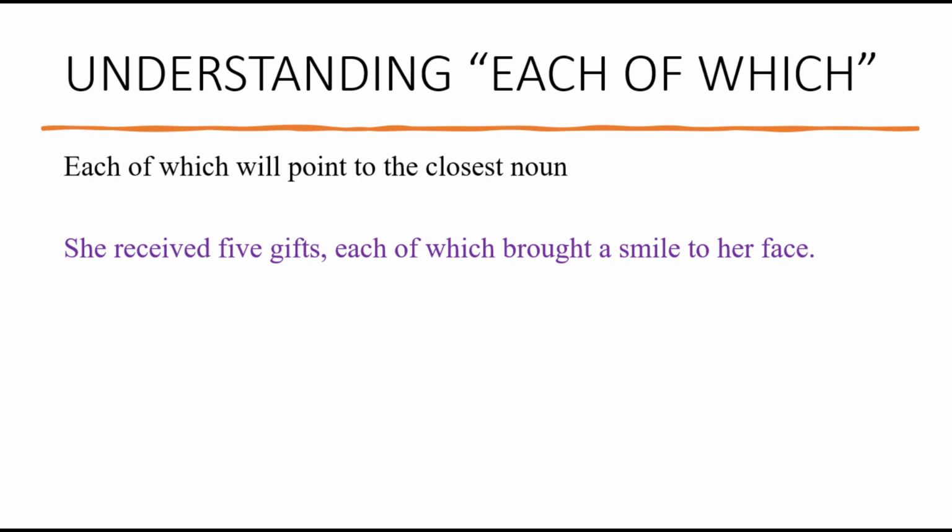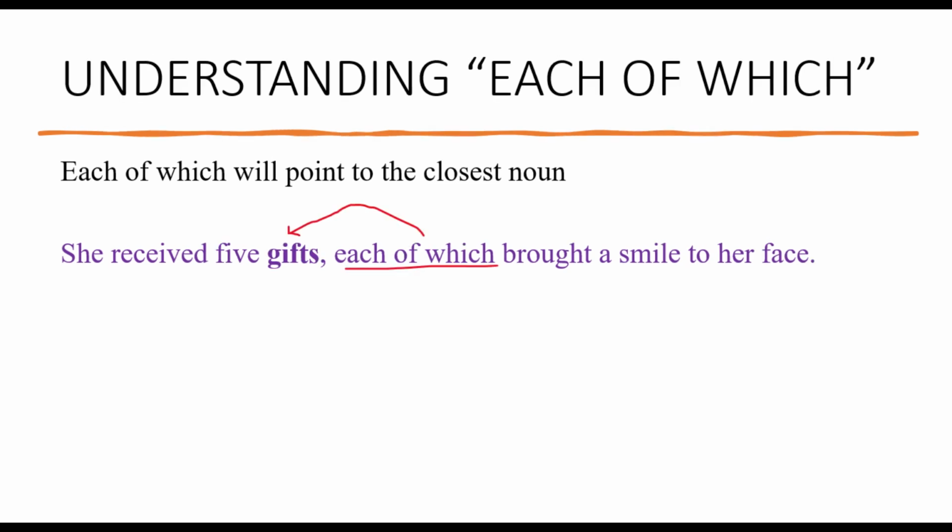Remember, each of which acts as a pointer to the nearest noun. Let's see how this works with the help of an example. She received 5 gifts, each of which brought a smile to her face. Here each is pointing to the nearest noun gifts. Each of the gifts brought a smile to her face.